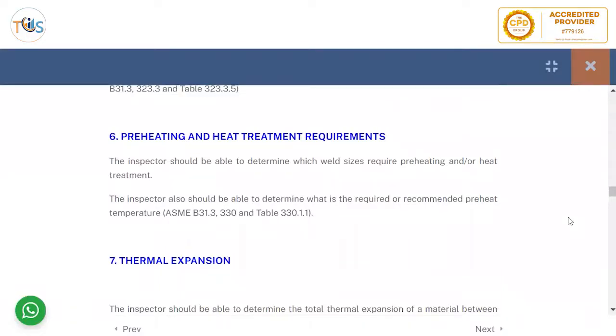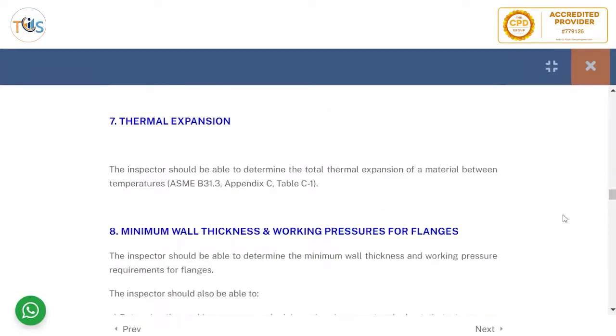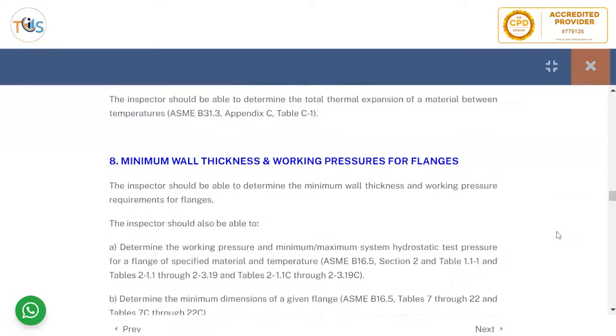Preheating and heat treatment requirements, and thermal expansion. There are definitely questions coming from thermal expansion, and the table that you should use is very easy, a simple calculation. Simply go to the table, find the material, and use that thermal coefficient of expansion. Do a simple calculation straight away and you find the answer.